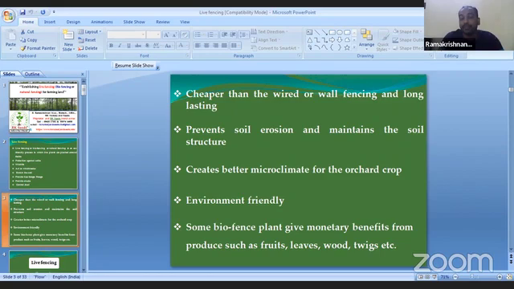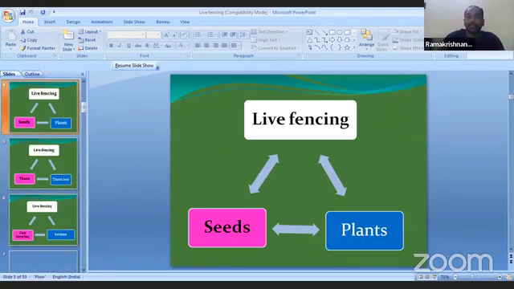So what plants are selected? I will say in the next slide. Second thing, live fencing. What is the difference from barbed wire? What are the advantages? What are the disadvantages? We have already discussed that.